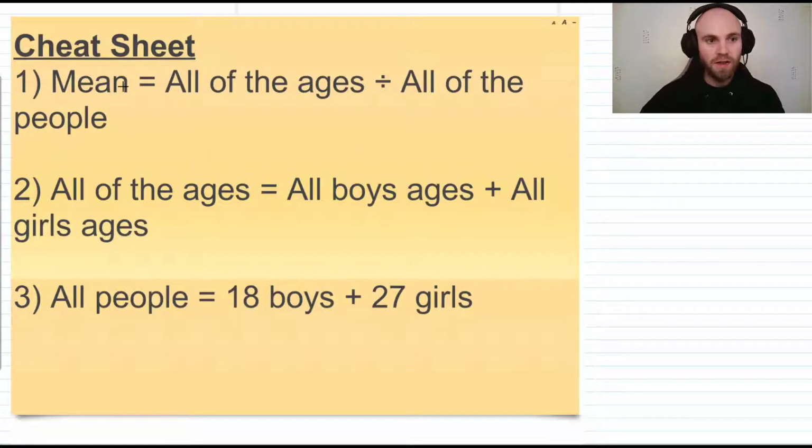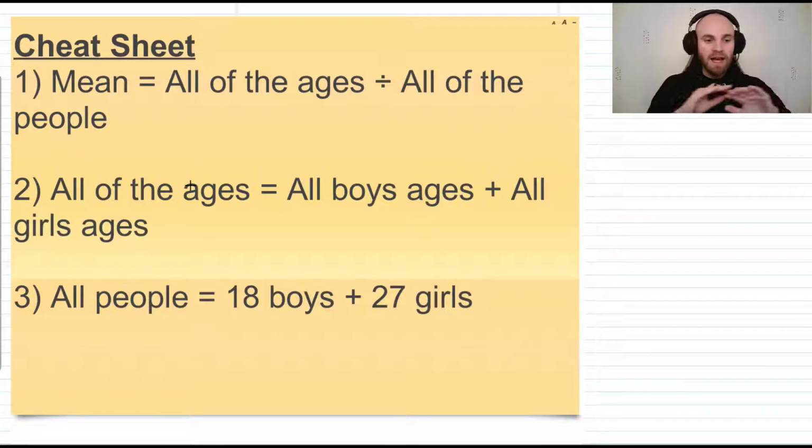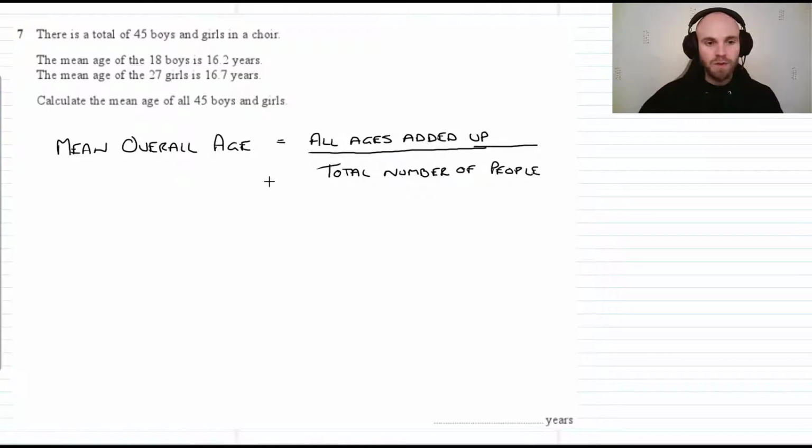So if we go to the cheat sheet, the overall mean is going to be all of the ages divided by all of the people. Part 2, all of the ages is going to be all of the boys' ages plus all of the girls' ages. And then all of the people is going to be the 18 boys plus the 27 girls. So the mean overall age is going to be all of the ages added up, which I'm going to focus on now, divided by the total number of people.